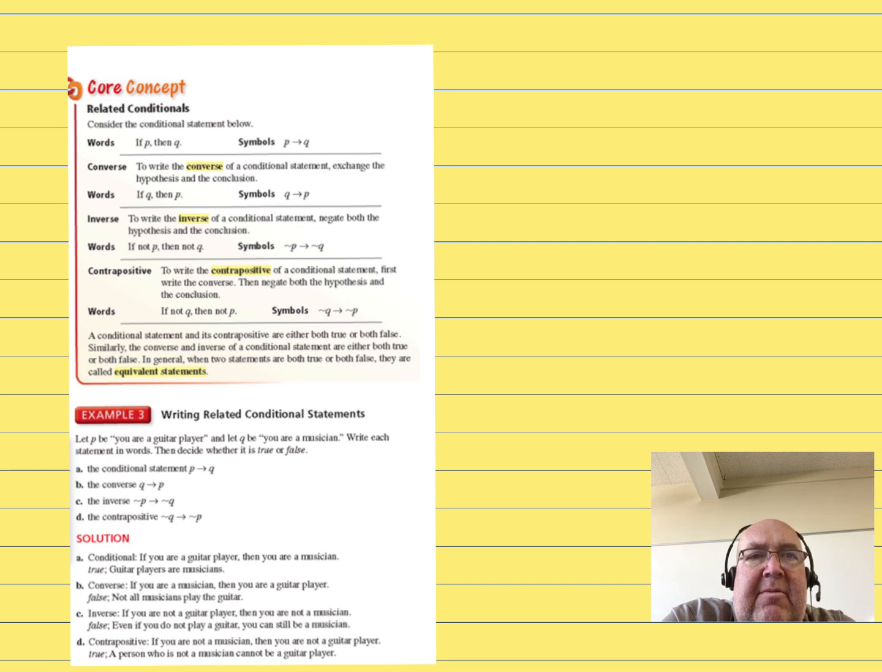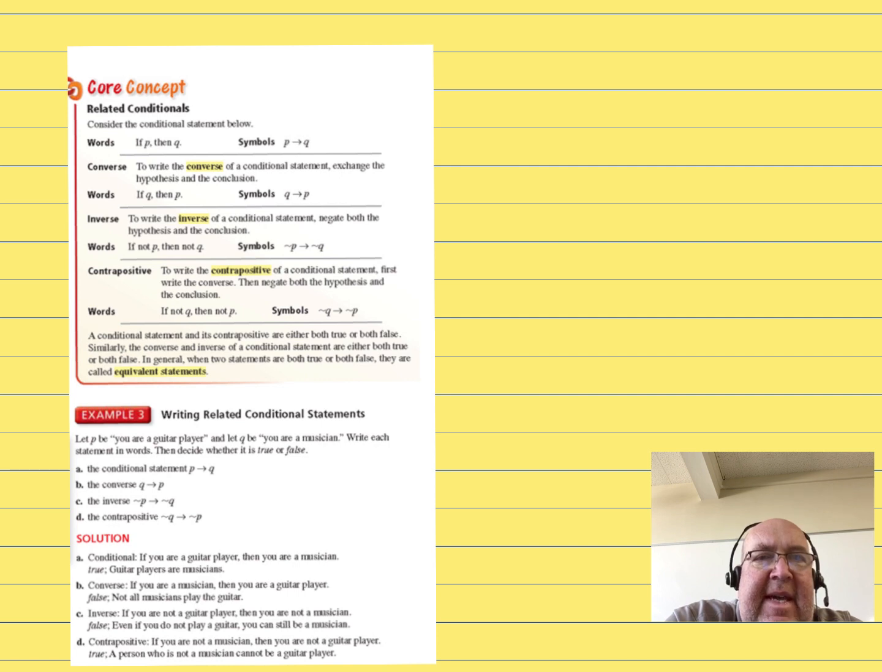So we're going to look at related conditionals. The converse just switches the if and the then. So if you have if P then Q, then the converse would be if Q then P. The inverse is going to negate both the hypothesis and the conclusion. So you would have if not P, then not Q. And remember that negate you can symbolize with the wavy line.